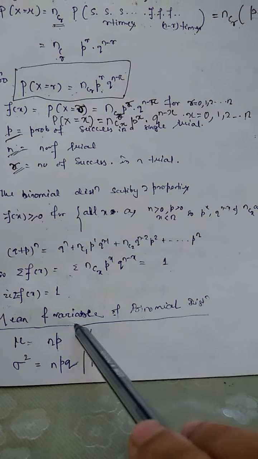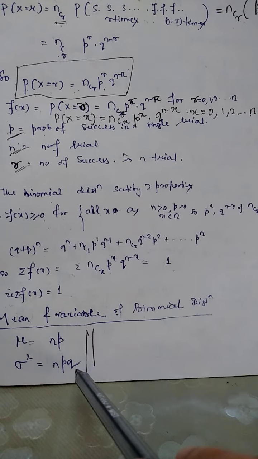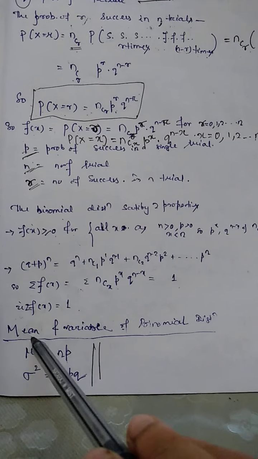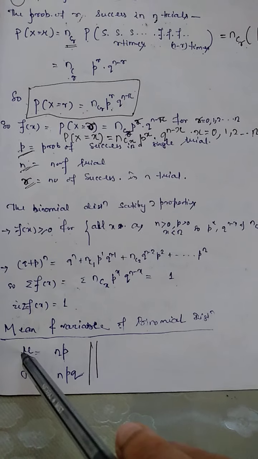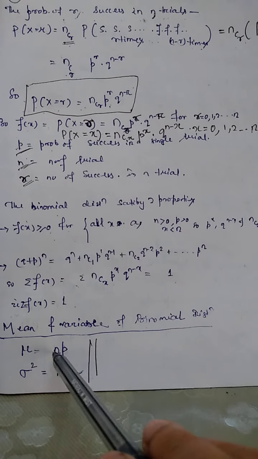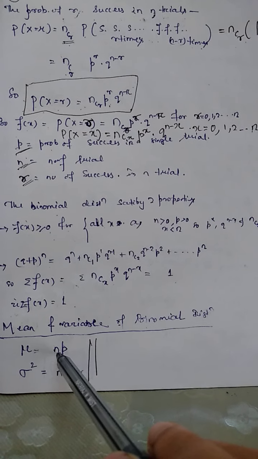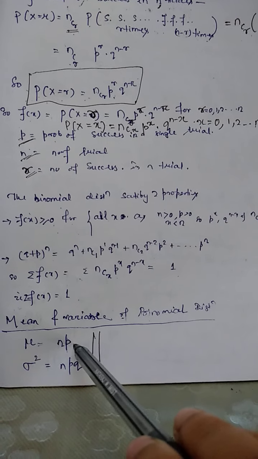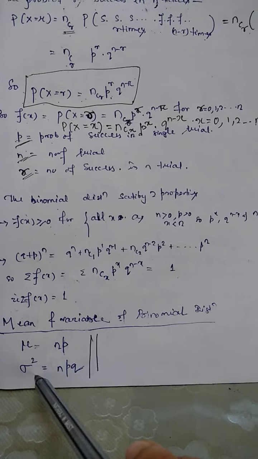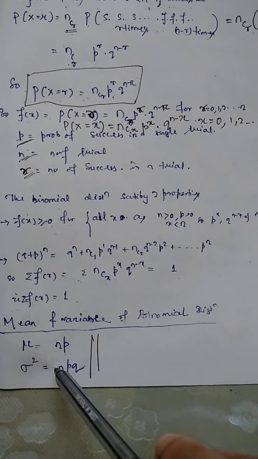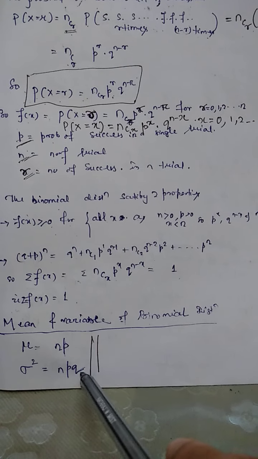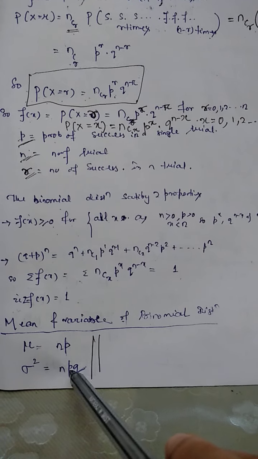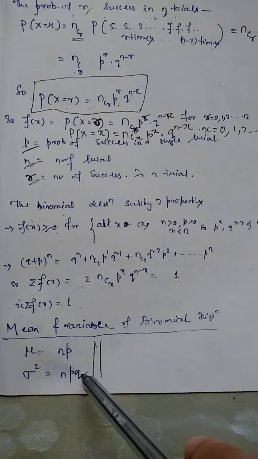Okay, now remember these two important formulas for mean and variance. Mean is your mu, and mu is equal to n into p, where n is the number of trials and p is the probability of success. And variance is your sigma square, that is equal to npq. n is the number of trials, p is the success probability, q is the failure probability.